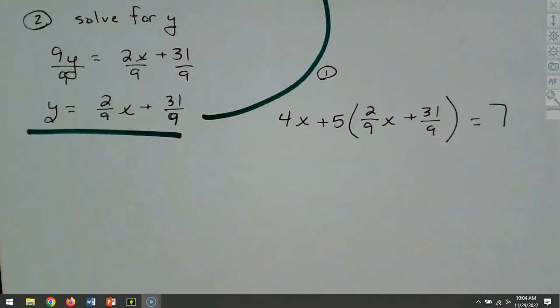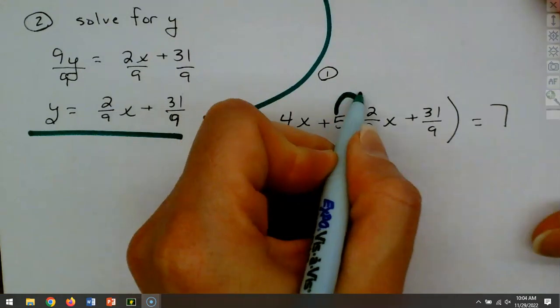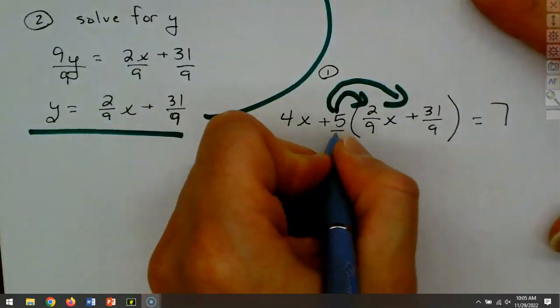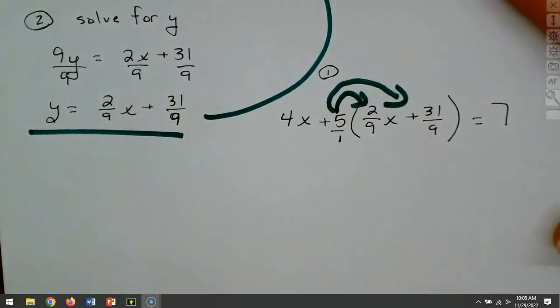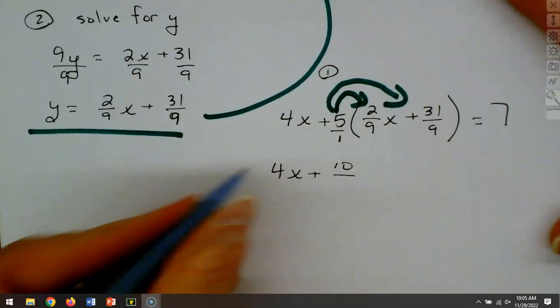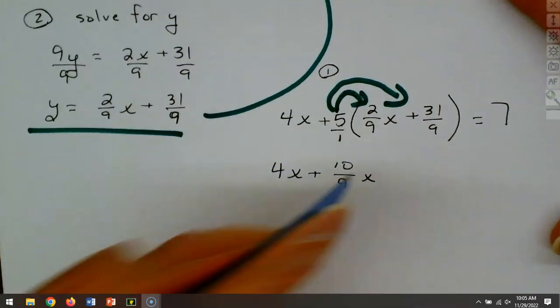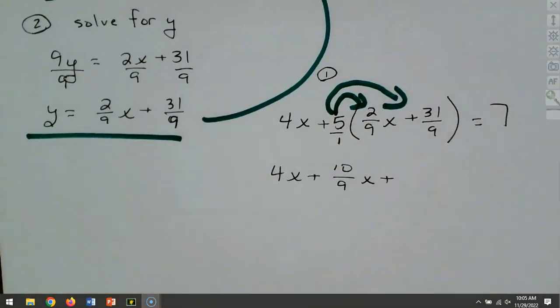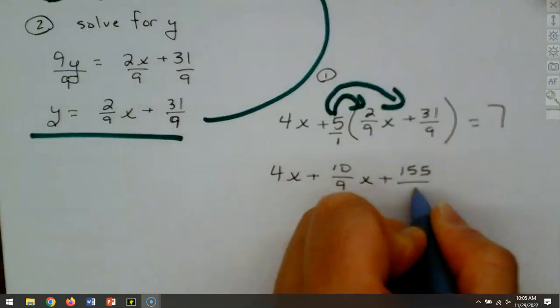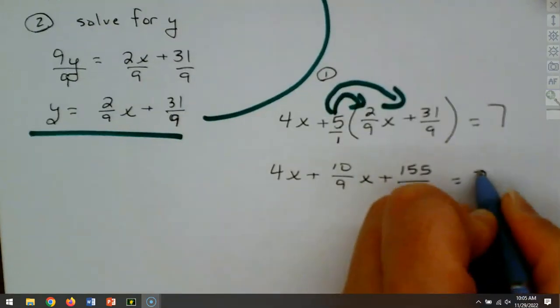So let's go ahead and work with this. We're going to distribute the 5 through, and then we'll clear the fractions. That 5 is just a 5 over 1, so we just multiply our numerators. So we have 4x plus 5 times 2 makes it 10/9 x. And then 31 times that 5 is 155 over 9. And that equals our 7.